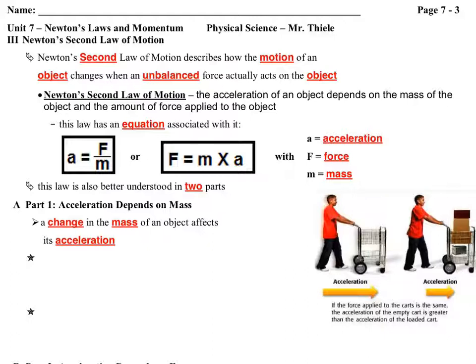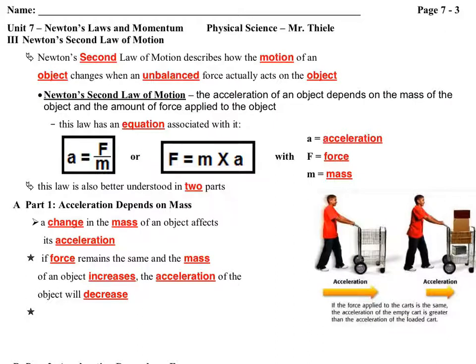Okay, so I could ask the question, if force does not change and the mass of an object increases, what happens to the acceleration of the object? And the answer is, if force remains the same and the mass of the object increases, the acceleration of the object will decrease. And saying that and reading it might make you confused, but this is incredibly common sense.